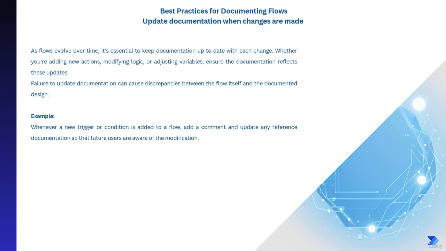Failure to update documentation can cause discrepancies between the flow itself and the documented design. Example: whenever a new trigger or condition is added to a flow, add a comment and update any reference documentation so that future users are aware of the modification.